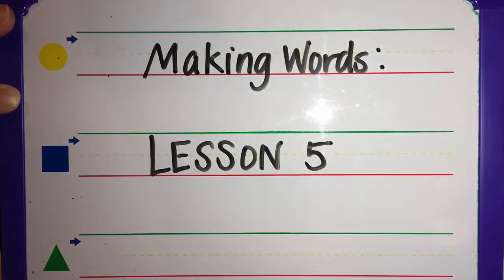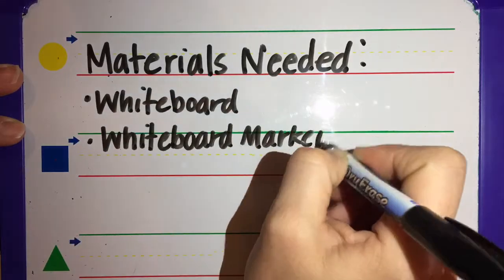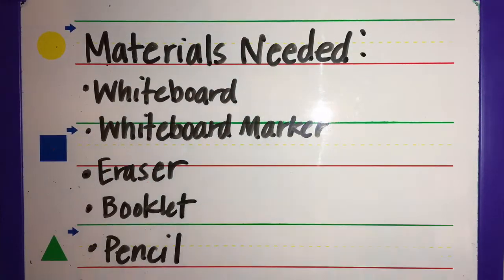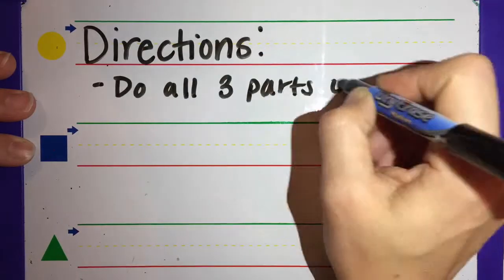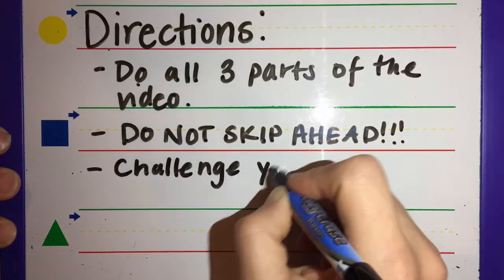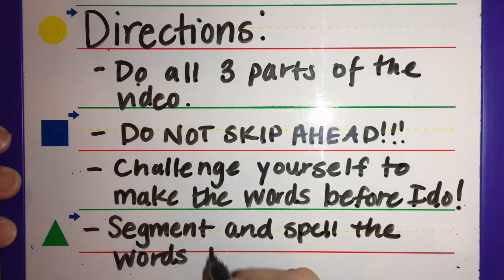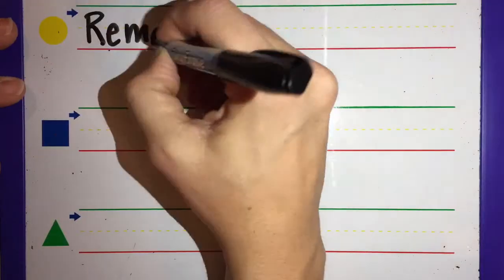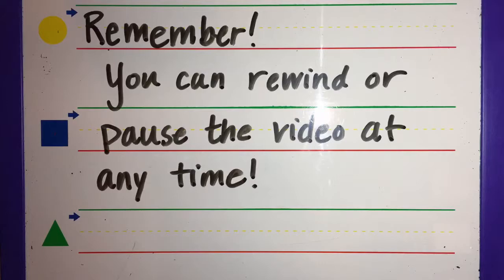Making Words, Lesson 5. Materials needed: whiteboard, whiteboard marker, eraser, booklet, and pencil. Directions. Do all 3 parts of the video. Do not skip ahead. Challenge yourself to make the changes before I do. And finally, segment and spell the words with me. Remember, you can rewind or pause the video at any time.